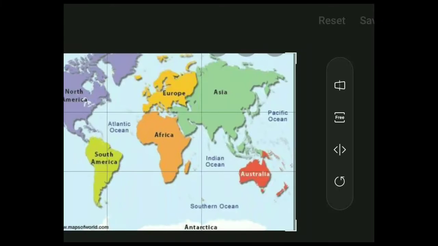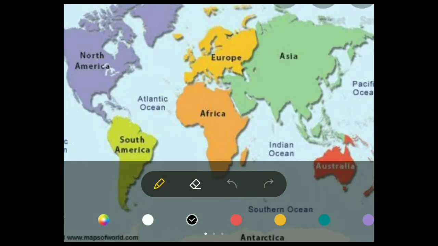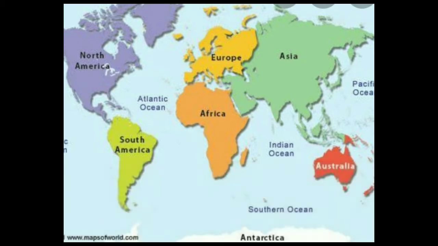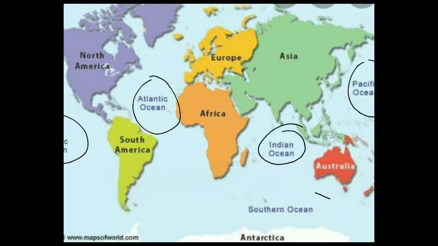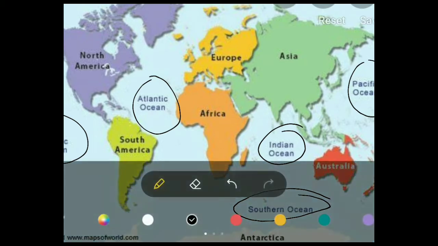Here you will see the figure where you have the world map showing the different oceans and different continents. Let us see the different oceans of the world. The Pacific Ocean, the Atlantic Ocean, Indian Ocean, we have the Southern Ocean here, and here will be your Arctic Ocean.